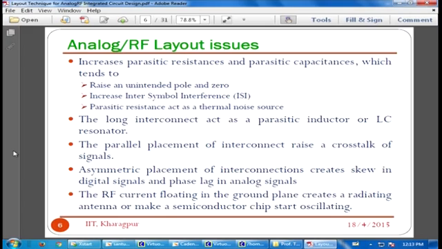So the circuit should always be symmetric. Suppose in a differential circuit, the output is always symmetric, and the input also symmetric. That means there should not be any skew or any phase lag of the differential inputs. And another thing, suppose any floating metal is there, ground or any metal, it will act as an antenna, it will radiate signals, it will affect the side blocks.